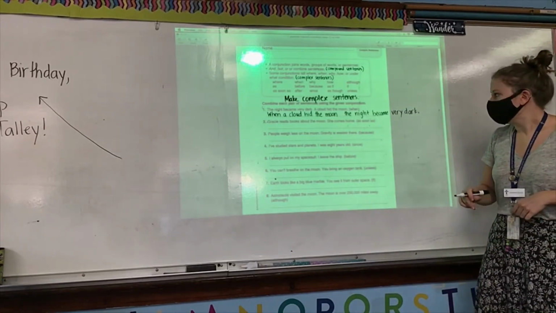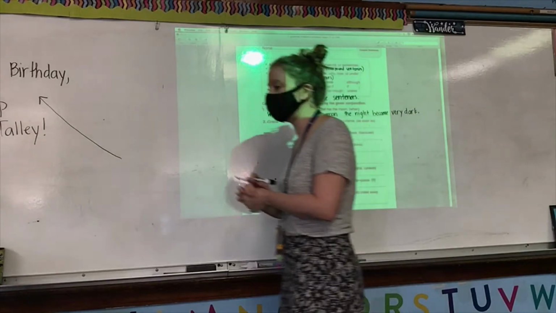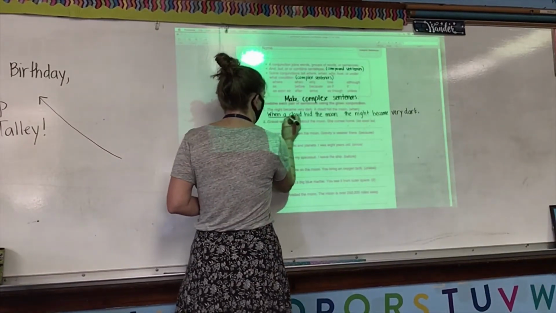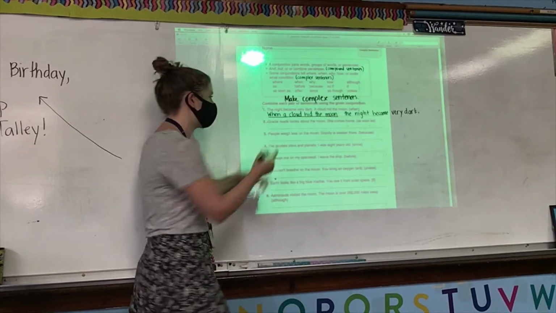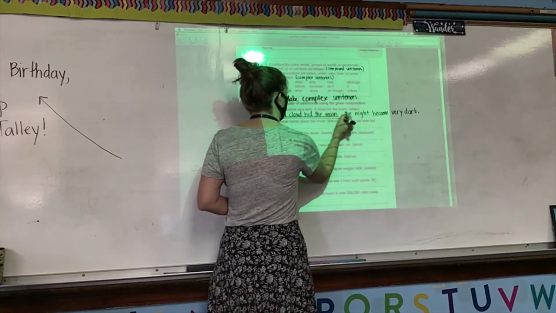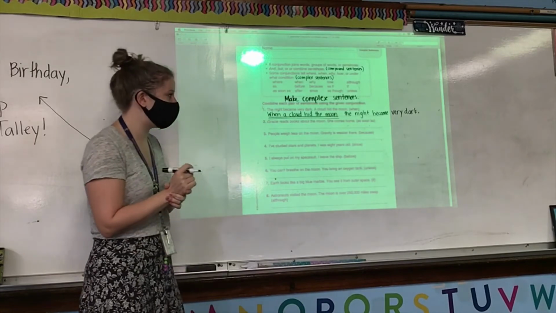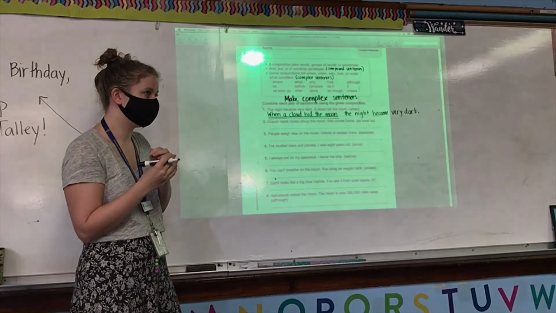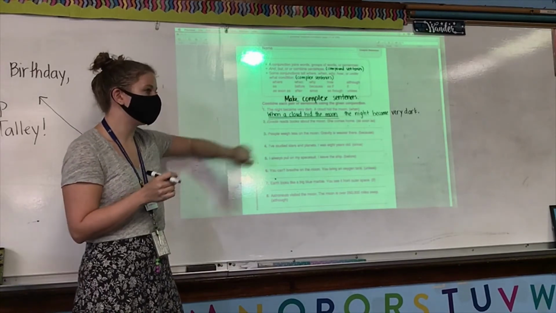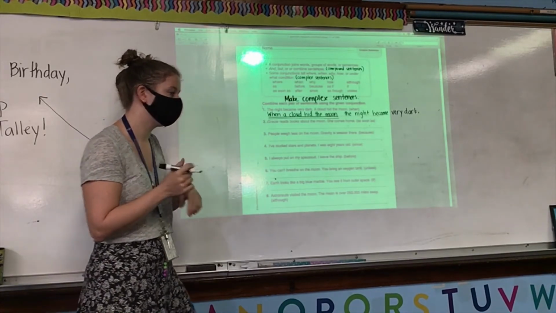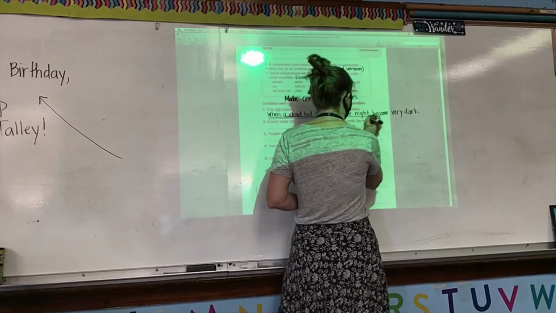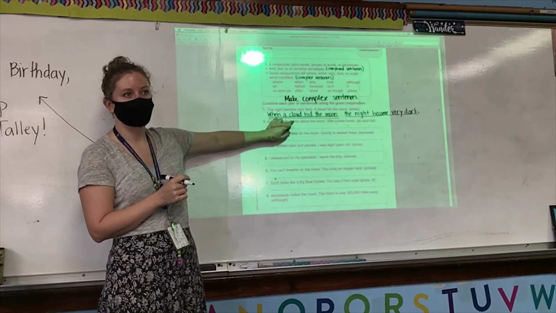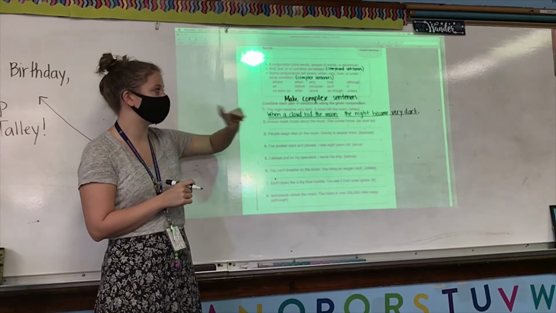Okay. Zadie, what's the dependent clause in this sentence? When a cloud hid the moon, because we have the subject, a cloud, and we have the predicate, hid the moon. But what makes this a dependent clause, Zadie? When. What's the independent clause? The night became very dark. We have the subject, the night. Remember, we're underlining the dependent clauses twice and the independent clause once.